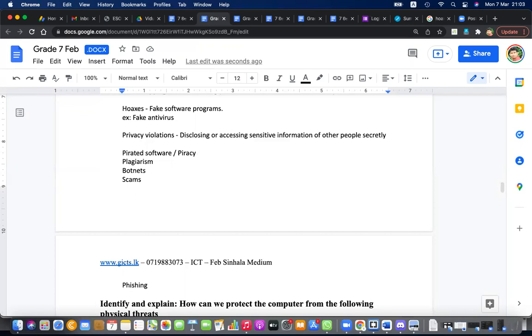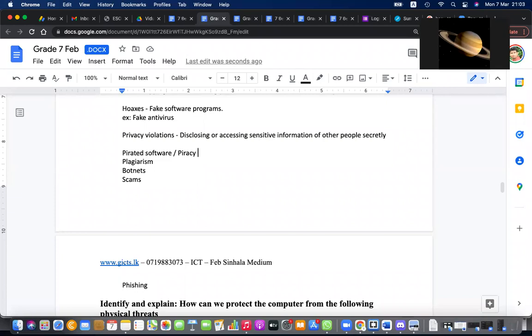Privacy or piracy. What is piracy? Do you know what piracy is? Hello? Anyone knows what piracy is? Making a duplicate of real software, like the real one.